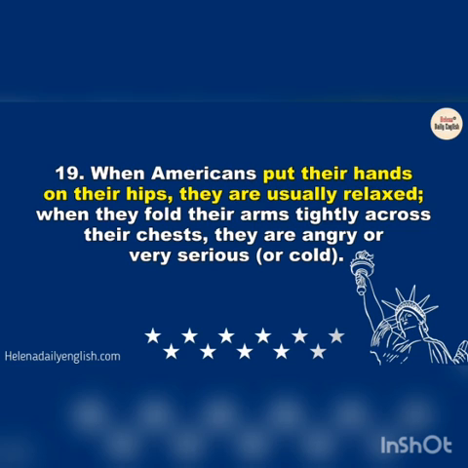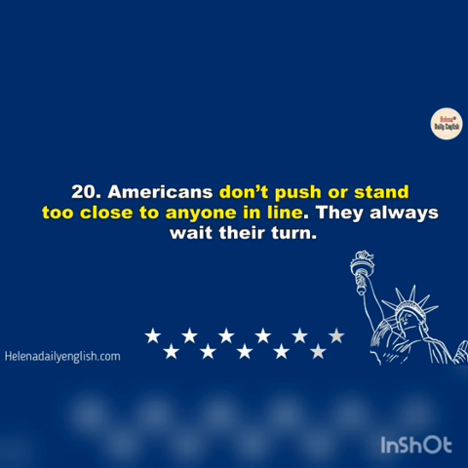19. When Americans put their hands on their hips, they are usually relaxed. When they fold their arms tightly across their chest, they are angry or very serious, or cold. 20. Americans don't push or stand too close to anyone in line. They always wait their turn.